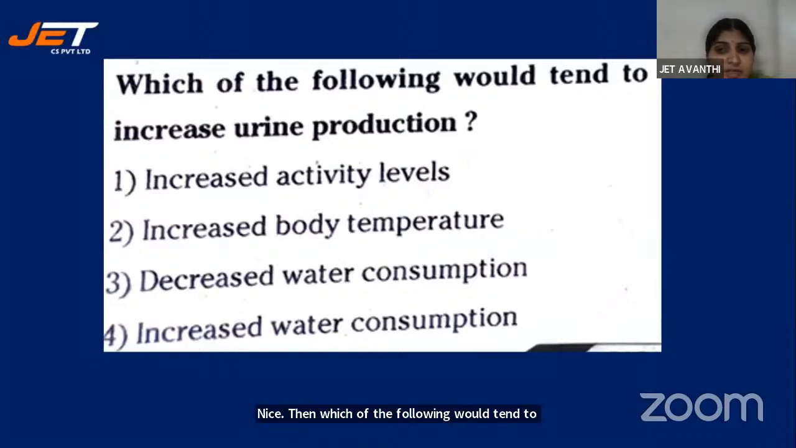Then, which of the following would tend to increase urine production? Why will more urine formation happen because of what? Increased activity levels, increased body temperature, decreased water consumption, increased water consumption. So when we take what, urine formation will be more? It's a direct logical question. Shiva, Sunny, Avinash, Amulya, Anthony, Jessica. Very good, children.